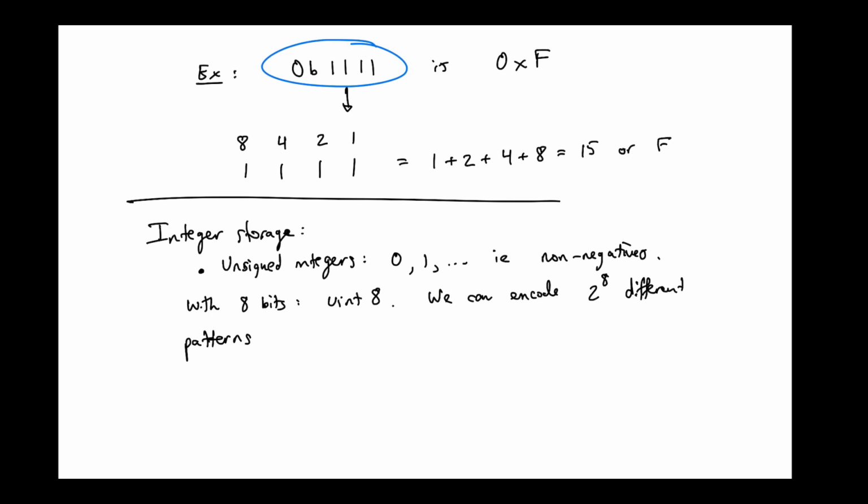We can encode 2 to the 8th different patterns, right? So the number of things you can encode with a particular number of bits is 2 to that number. The reason is, how many choices do you have for a single bit? 2. How many do you have for the next bit? 2. How many do you have for the bit after that? It's 2 for every single bit position that you have. Okay, so there's that. But does your choice of one bit influence what the next bit is? No, they have nothing whatsoever to do with each other.